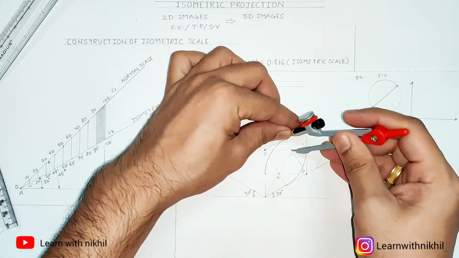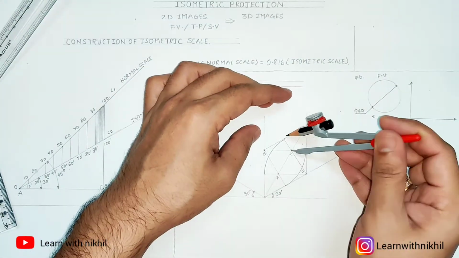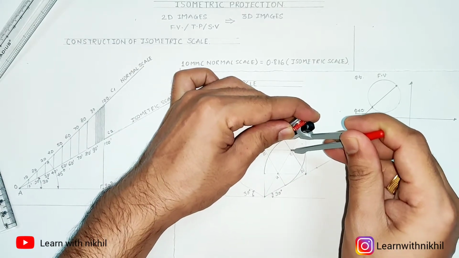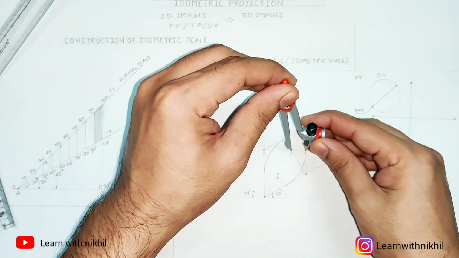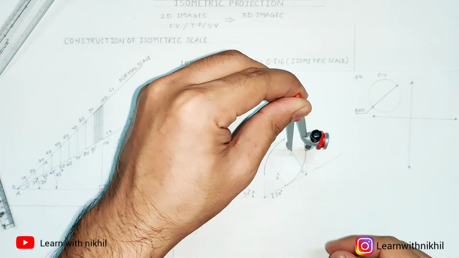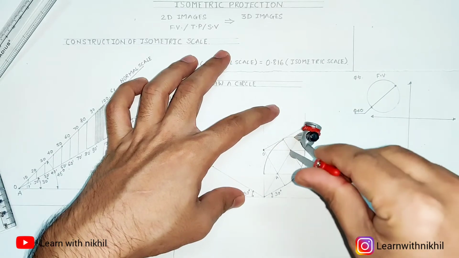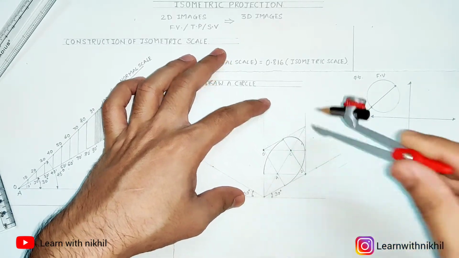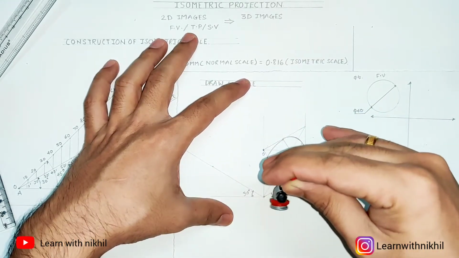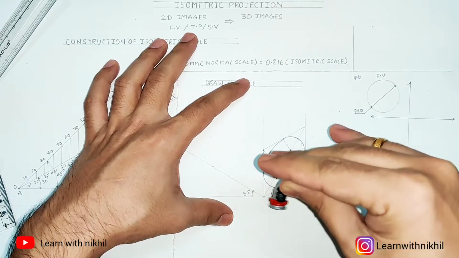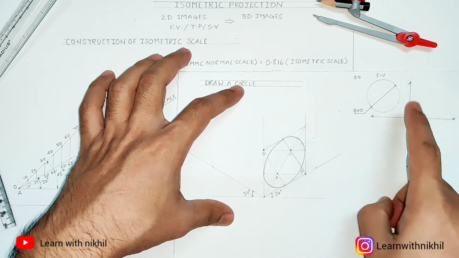Now keep it on C. Reduce the radius. Take the distance C and draw the curve. And with the same radius from point A, draw the curve. So these are the 4 points for drawing the circle. So we are done with the circle.